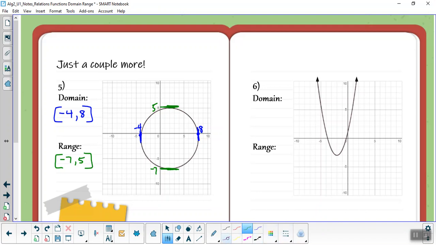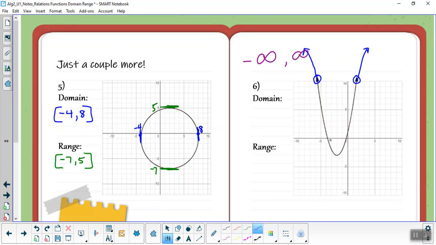All right, number 6 is very important, so if you zoned out, zone back in here. Domain is saying how far left and how far right. Well, since we have these arrows, that means it's going to continue to go left forever, and it's going to continue to go right forever. And the symbol that we use for forever is infinity. It's a sideways 8. It could be a negative infinity, or it could be a positive infinity.